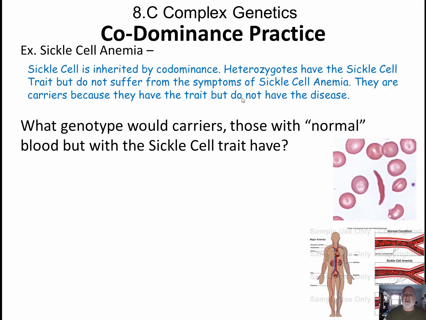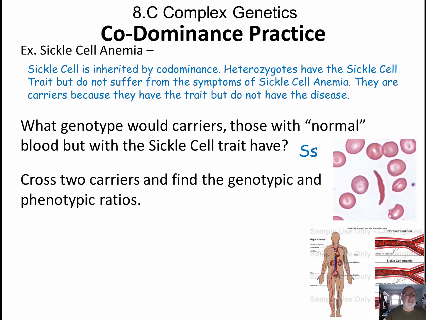So what genotype would carriers have? Normal blood, but have the sickle cell trait. They would be big S, little s. Big S is normal, and little s is actually having the sickle cell. So let's cross two carriers. So we have a male and a female, and this one is not a sex-linked one. It can actually be male and female in the same ratio.